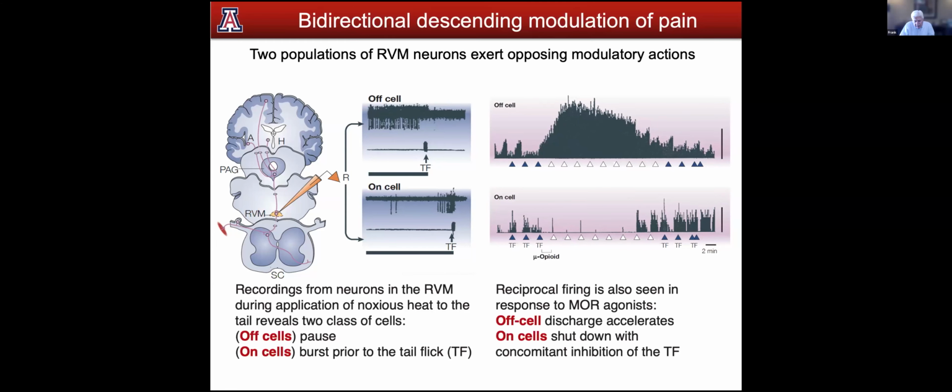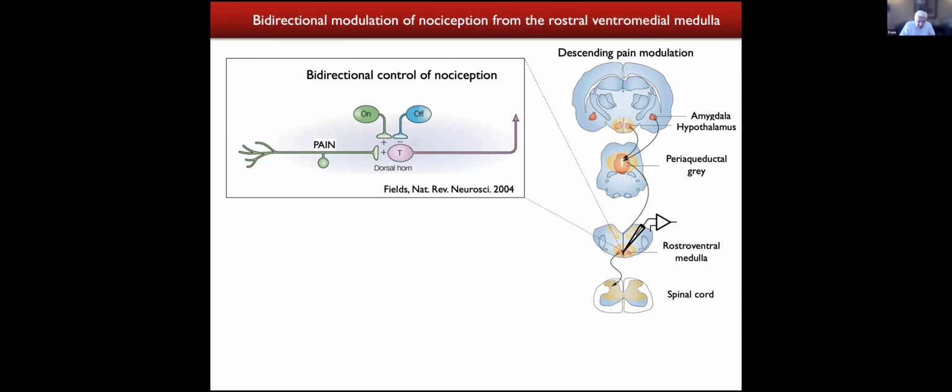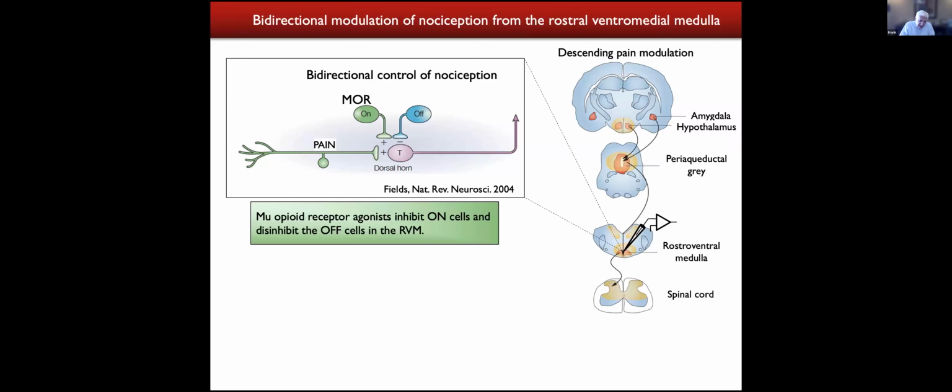And these were all concomitant with inhibition of the tail flick. And so again, this concept then emerged that this was an opioid sensitive circuit in the brainstem that could modulate pain, and it was bidirectional. And so a variety of other studies then started to identify where receptors might be expressed on these cells. And what became apparent is that the pain facilitation cells, the on cells, would express the mu opioid receptor. So these cells might be characterized by expression of the mu opioid receptor.